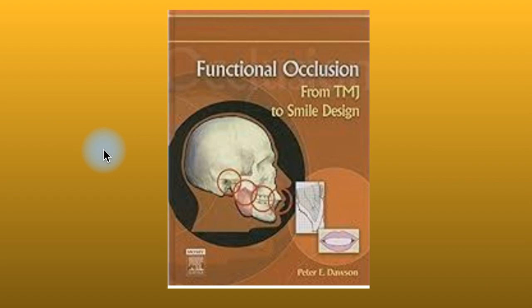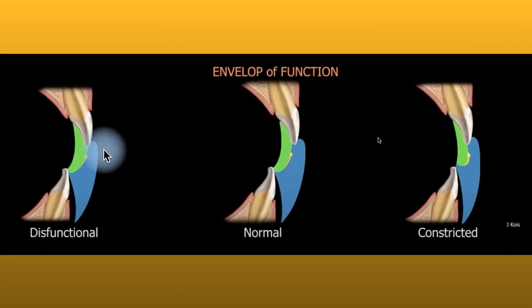What I love about this book is it teaches you about the system, not just isolated tooth problems, which is what we learned in dental school. I talked about John Coyce earlier. This slide comes from his trainings. I would say this is probably the most updated description and definitely the best diagrams that talk about this particular envelope of function. In the middle here is the envelope of function with this really nice green zone. Dysfunctional and constricted, for the purposes of this argument, those are both abnormal envelopes of function.